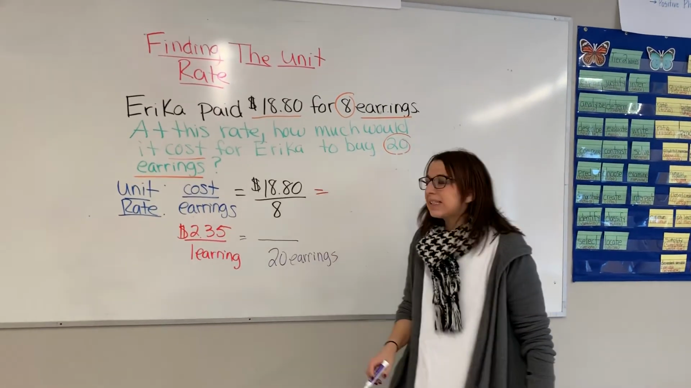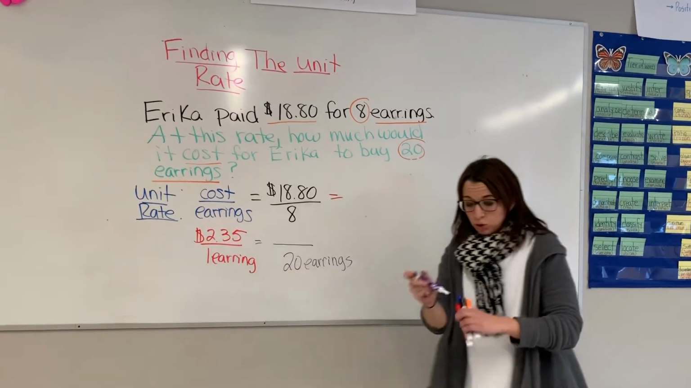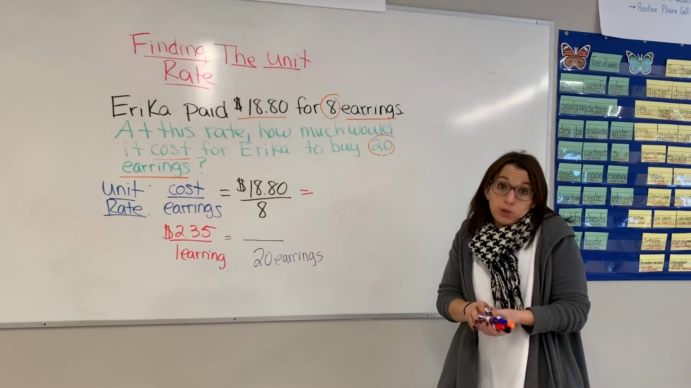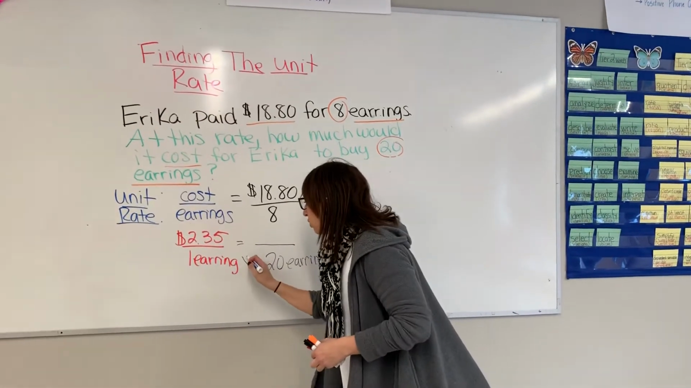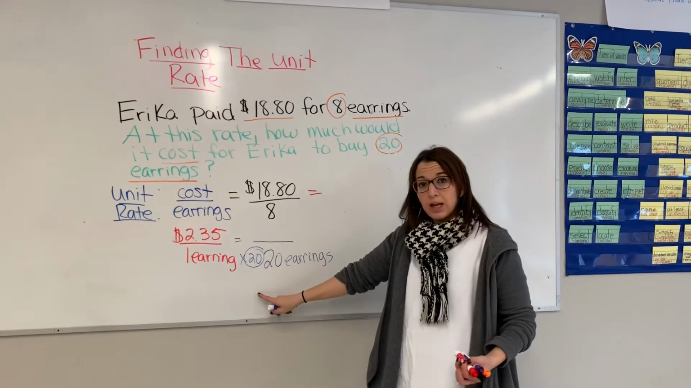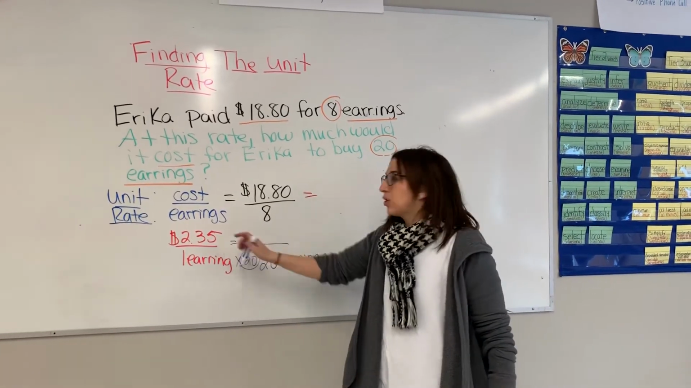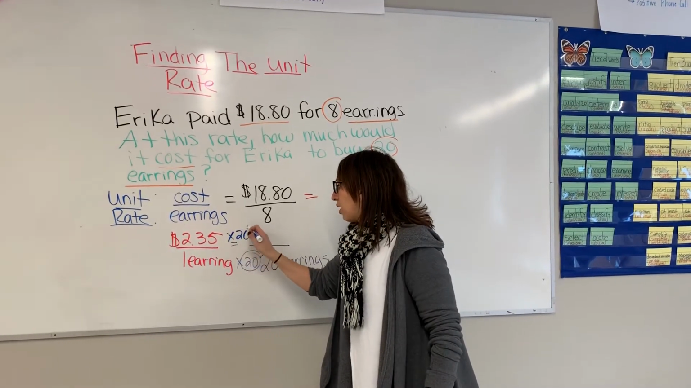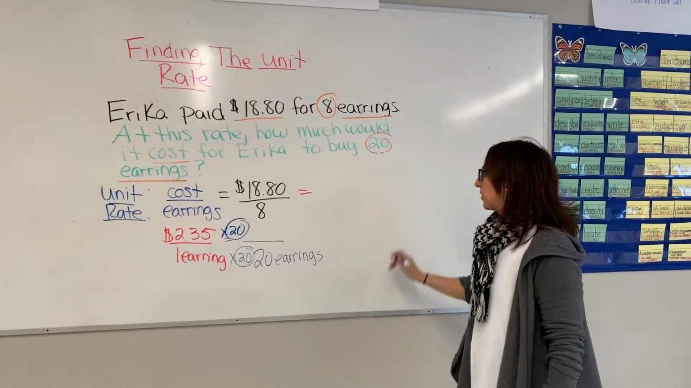So now I have to ask myself, how do I go from 1 to 20? Obviously, I multiply by 20. So whatever I do to the denominator, which is the bottom, I do to the numerator. So I multiply by 20 here, which means I multiply by 20 on top to get the cost. So let me show you what that looks like.